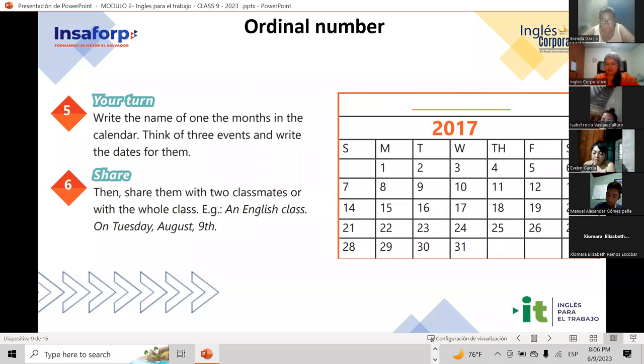Okay. Who else? ¿Quién más está listo? Okay, Robert. First Robert and then Selena. Okay. Yo las escribí de maneras diferentes. No sé si afecta en algo. It's okay. Go ahead.